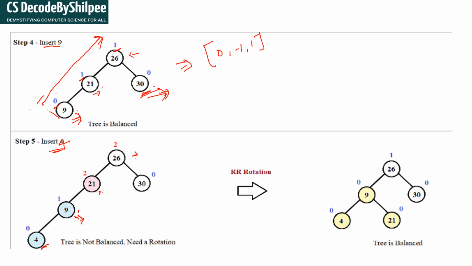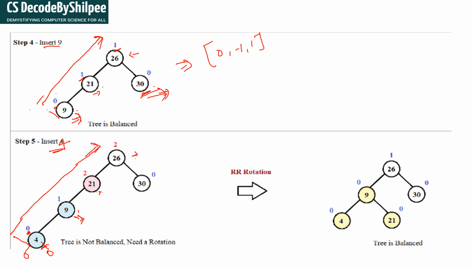Now insertion is done. Next step, I will start calculating the balance factor from 4 up to the root node, right? If I calculate the balance factor of 4, we will get 0, because there is no left child and there is no right child, so it is 0.